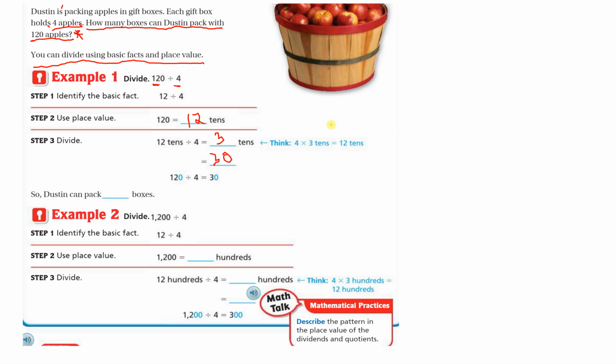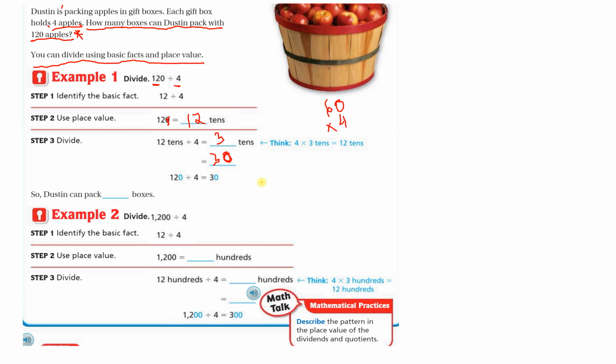Just like before. You probably remember when we were doing a multiplication problem like 60 times 4, we realized we can just do 6 times 4 and then add our 0. It's the same kind of idea here, except now we take the 0 off, then we divide, so 12 divided by 4, and then we add our 0 back onto our answer for 30.